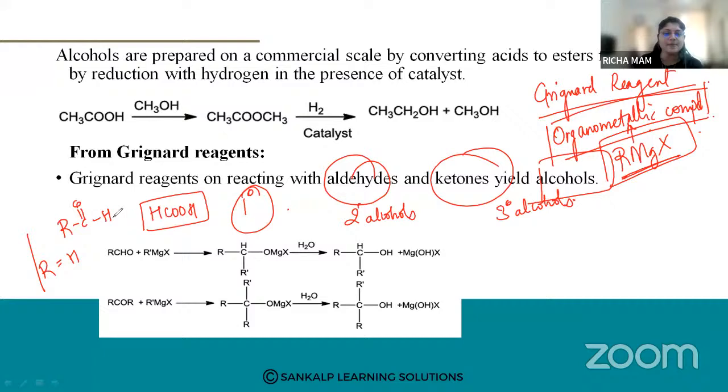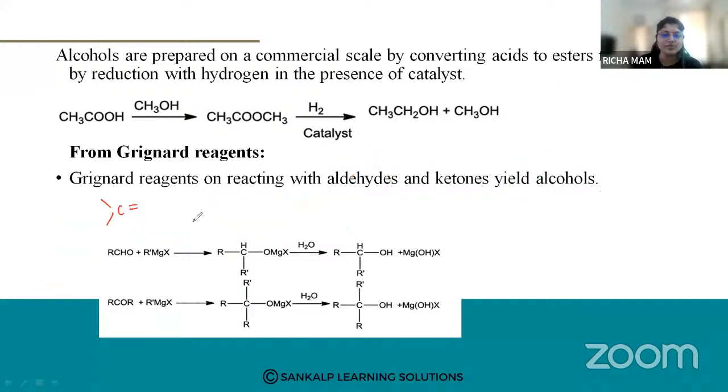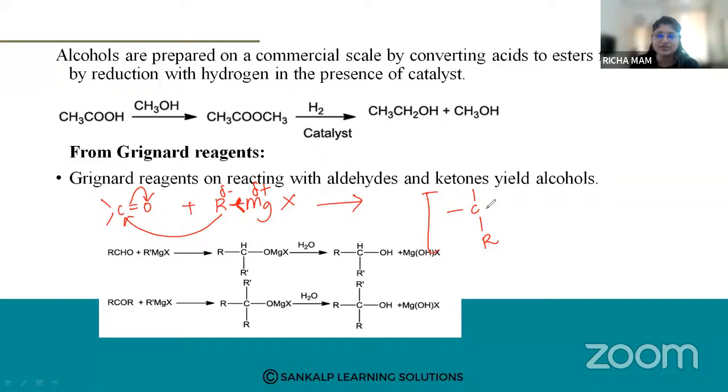So let us see. Suppose I have a carbonyl group, and I have RMgX. What will happen? The carbonyl carbon will be partial positive and the oxygen partial negative. The R will attack the carbonyl carbon and thus polarize this bond. You will get a complex, with R attached here, O, and then Mg plus X.